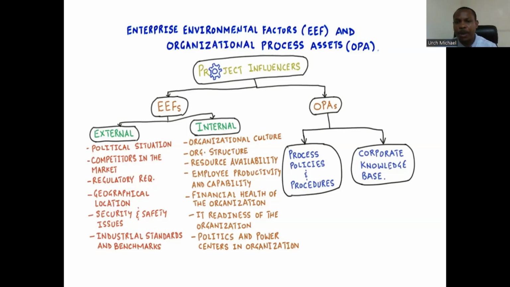Then policies and power centers of the organization. You have to look at the policies of the organization. We talked about the different types of organizational structures. I would say that we have the projectized, the functional, the matrix and all that, and the policies that are made. The power centers, what rights do you have as a project manager? You look at all that.